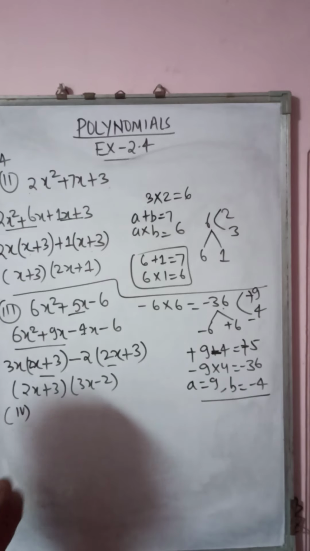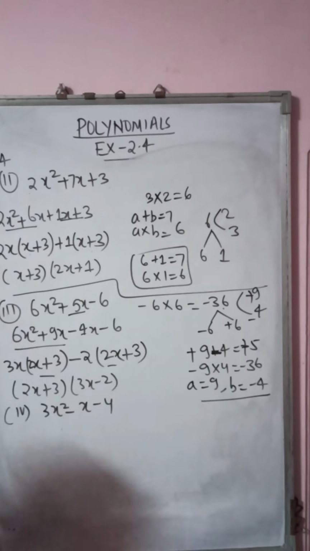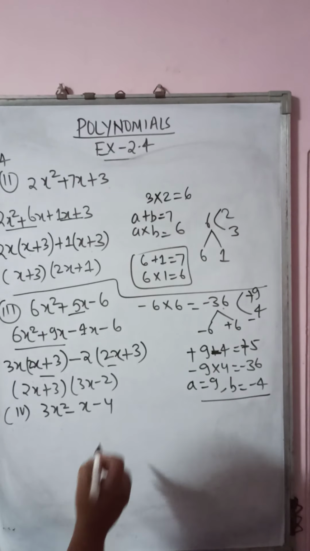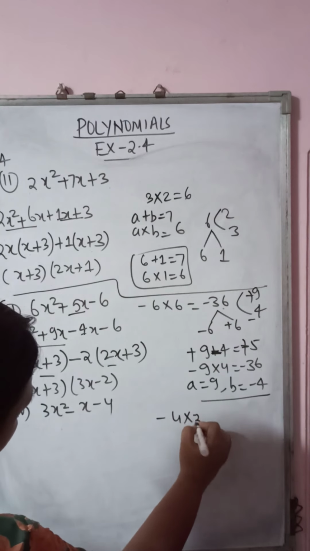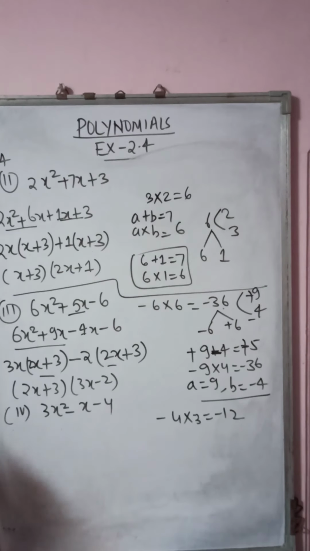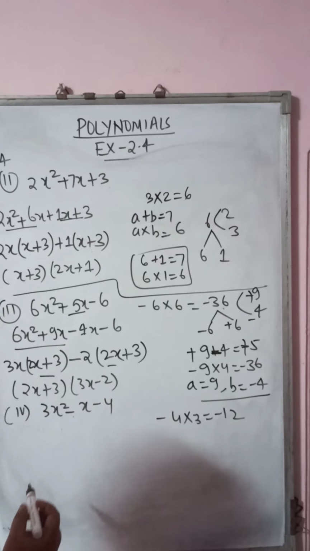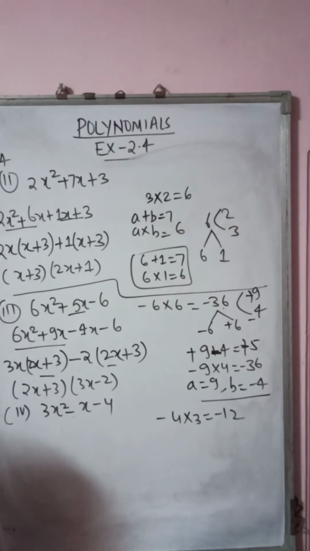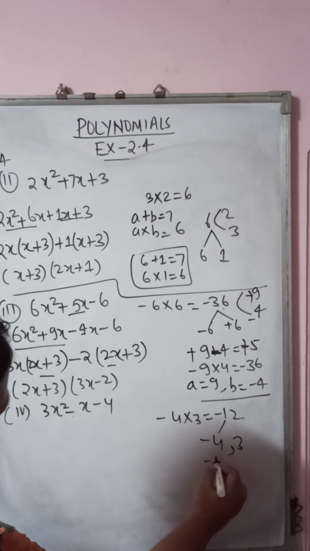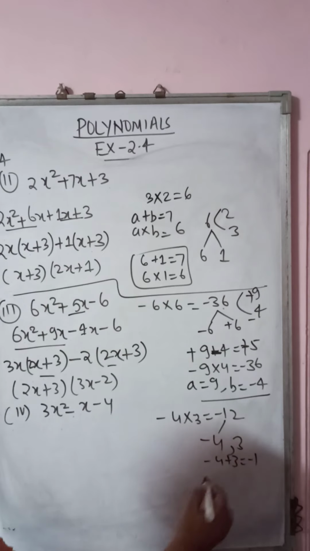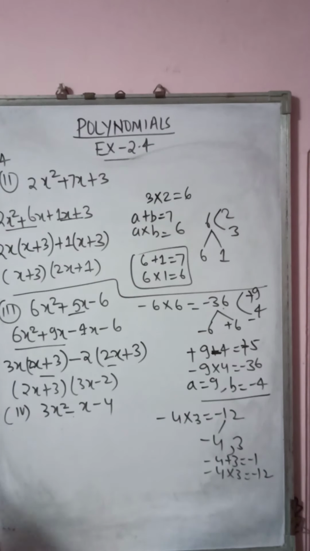Now last question, fourth one. 3x square minus x minus 4. Again, you need to find the factor of which number? Last term into coefficient of first term, that is minus 4 into 3, which means minus 12. You need to find the factor of minus 12. So when you add them, you should get minus 1. So just trial and error. Minus 12 I can write as minus 4 and 3. So minus 4 plus 3 will be minus 1, and minus 4 into 3 will be minus 12. So this is satisfying.